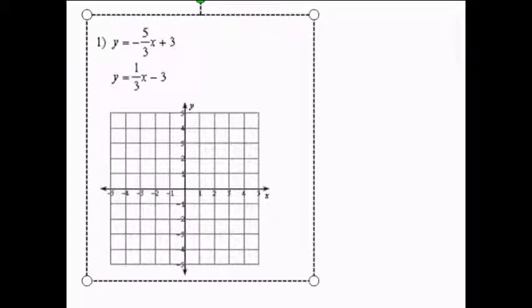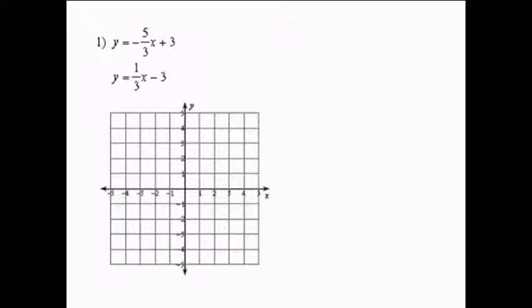So when we look at these, the first thing that we want to look at is how do we... okay, so when we look at graphing, these are already in the correct format. And the correct format is y equals mx plus b. So y equals number x plus or minus the number.